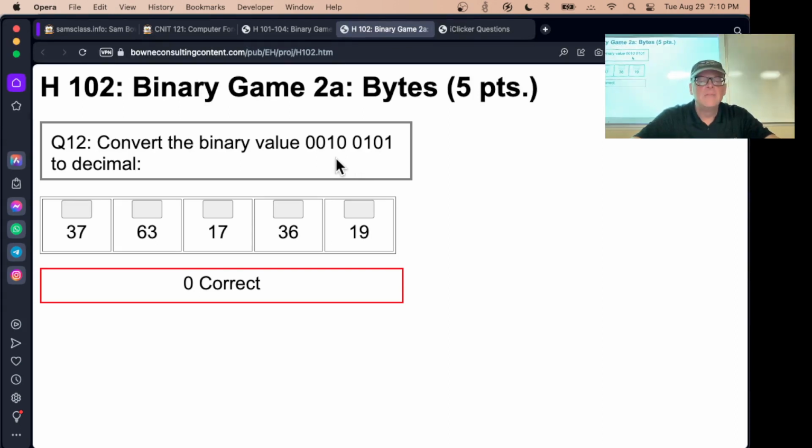Okay, I've got it. Don't see any answers coming up. Oh, there I see some answers coming up. Anybody here got an answer? 37, right, because this is 1, 2, 4, 8, 16, 32. That's 32, and this is 5. So it's 37. Good? How about this one?